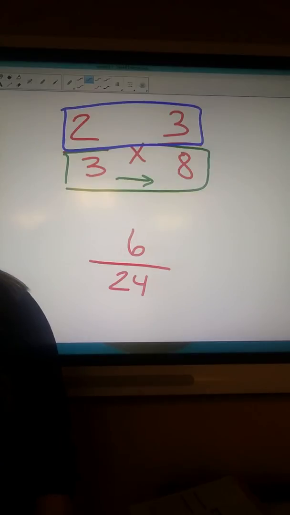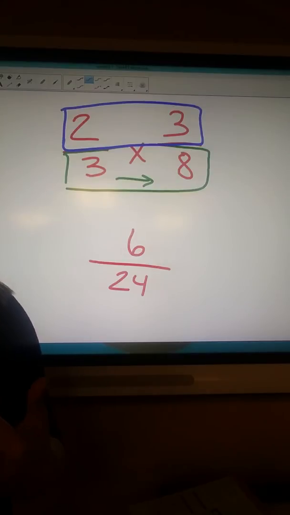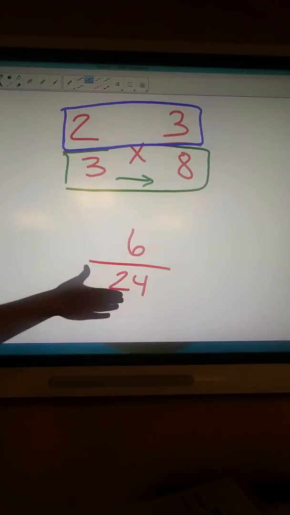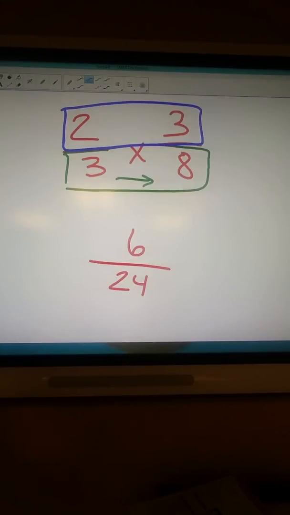But remember when we were adding and subtracting, if we had a fraction that had numbers that could be reduced, we had to reduce them. So same thing with multiplying. You're going to have to reduce your fractions as much as you can. So what goes into both 6 and 24? 2, 3, and 6. So 6 would probably be your best bet because that one's the biggest.